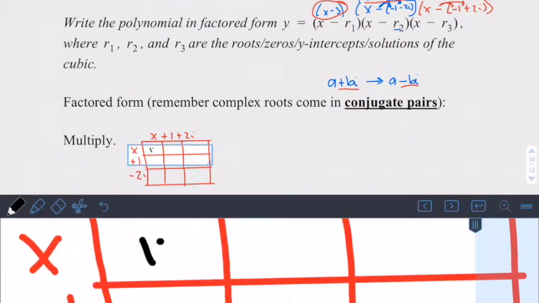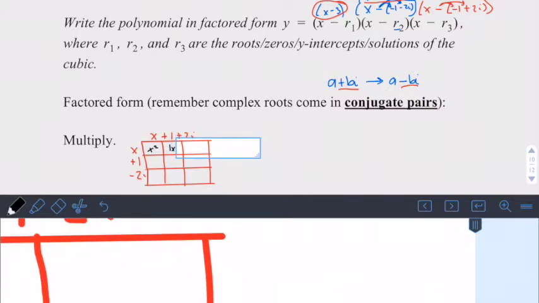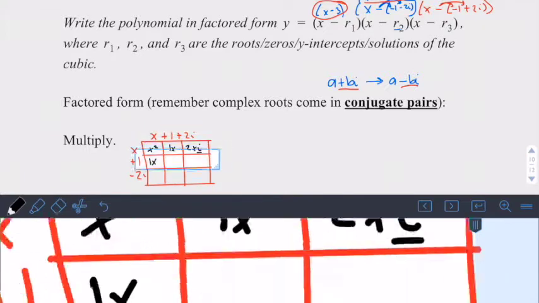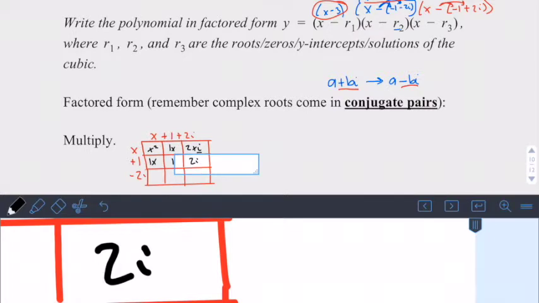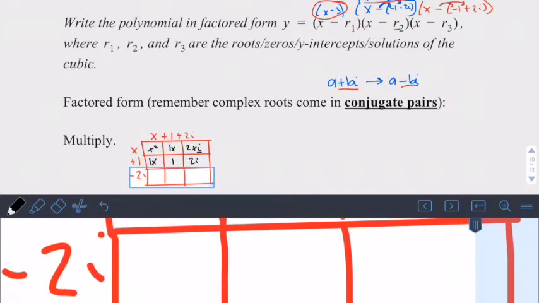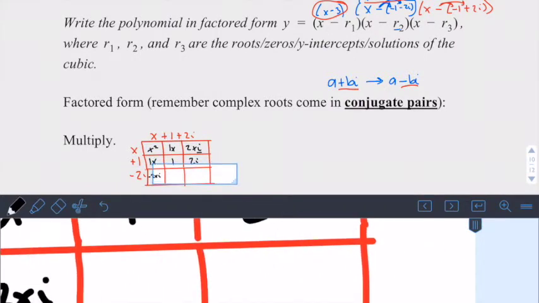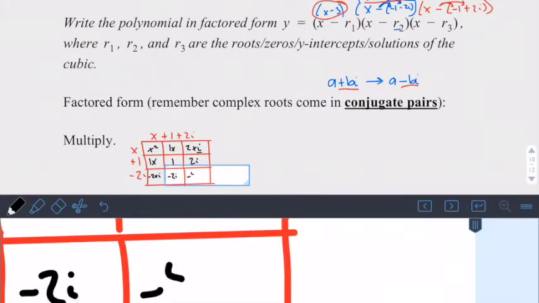x times x is x squared. x times 1 is 1x, or just x. x times 2i is 2xi. The order doesn't matter, but I like to put my i last. x times 1 is 1x. 1 times 1 is 1. 1 times 2i is 2i. Negative 2i times x, negative 2xi. Negative 2i times 1, negative 2i. And negative 2i times 2i is -4i.